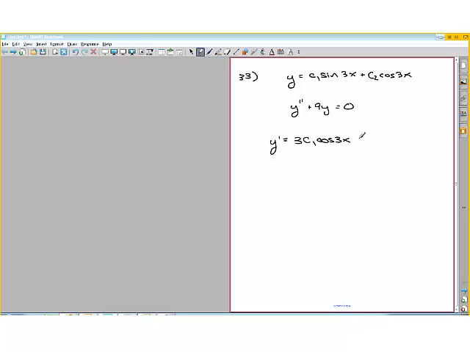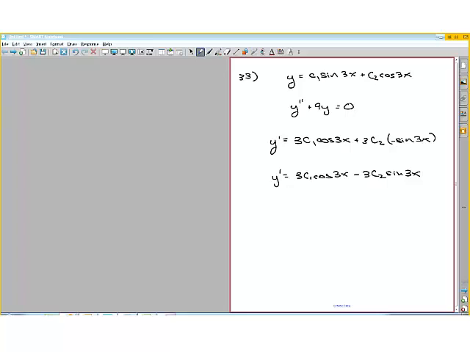And then the second part, again, the 3 is going to come out because of the chain rule, because that argument is something other than x. So we're going to have 3 times C2, and the derivative of the cosine is negative the sine. So we get negative the sine of 3x. And that's our first derivative. I'm going to rewrite it where I'm going to move that negative sign out front. So it would be negative 3 C2 sine of 3x. So that's the first derivative.